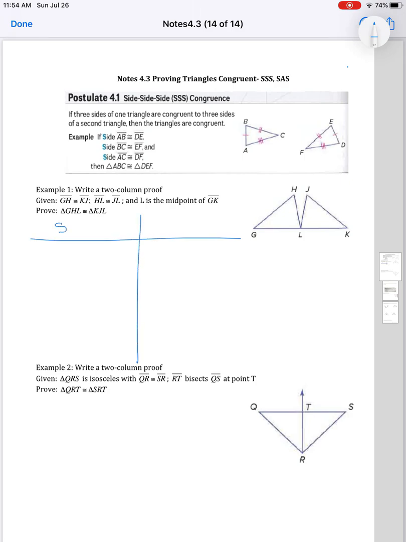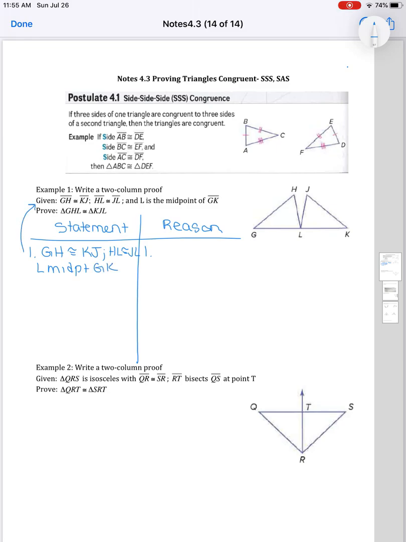SSS and SAS. So SSS stands for side, side, side congruence. And what it says is if three sides of one triangle are congruent to three sides of a second triangle, then the triangles are congruent. So ultimately what you're going to see is when you're writing your two-column proofs, you're going to be seeing that you're proving the triangles congruent. That's ultimately what your goal is.